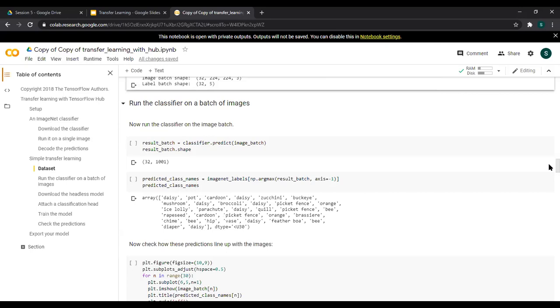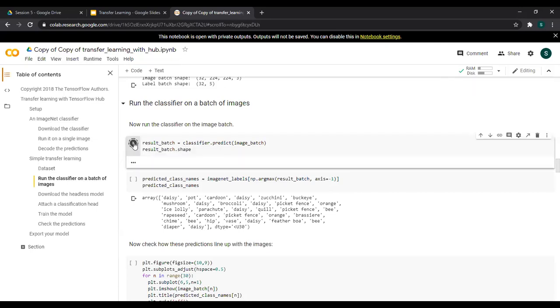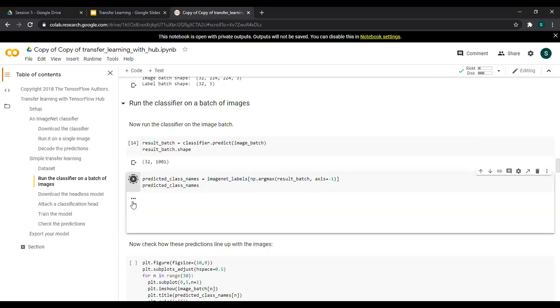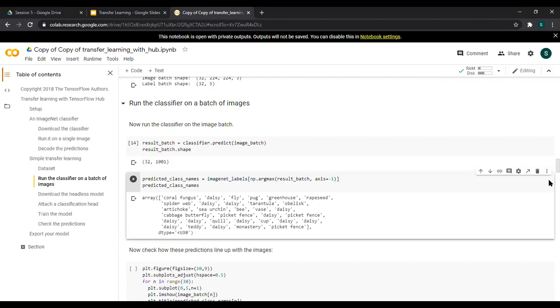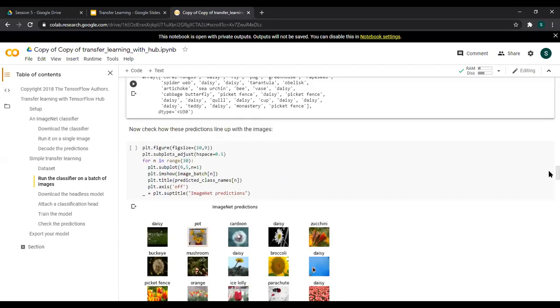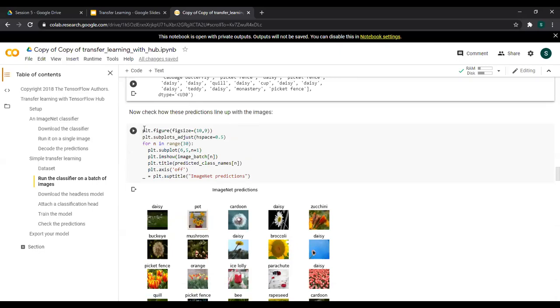The next step we're going to be doing is running the classifier now on a batch of images of flowers. So with this code, we're going to be printing our parameters. Then we're going to be predicting our class names in the form of an array. And then we're going to be checking how these predictions line up with our images in the image flowers data set.